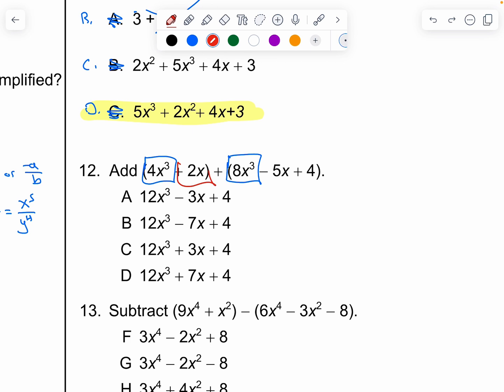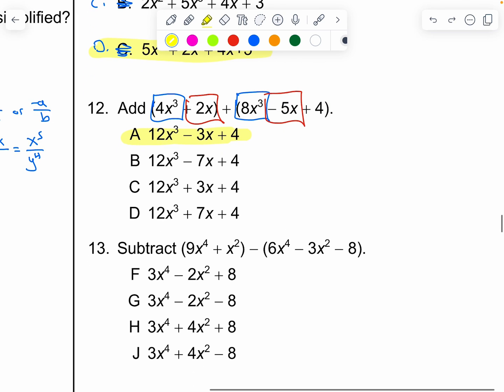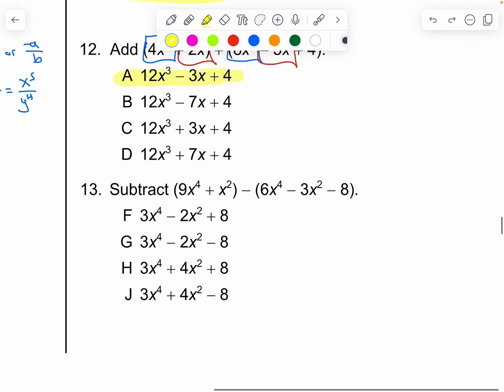Okay, and then we have, let's see, 2x minus 5x. 2 minus 5 is negative 3. So, good. Looks like I have an answer. It's the only option with negative 3x. There's a plus 4 at the end here. So that does work with that answer.